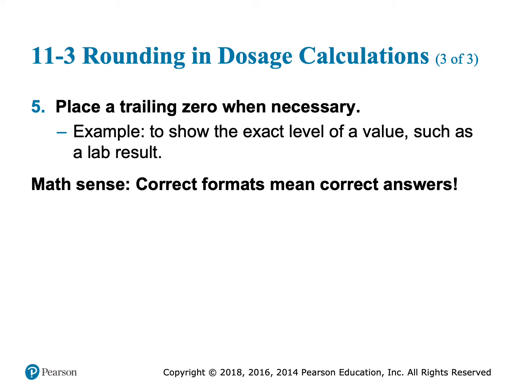And lastly, the trailing 0. The trailing 0 is used to show the exact level of each value, such as a lab result, the size of a lesion, or a catheter size. So use a trailing 0 only when necessary, right? We're usually going to take those trailing zeros off at the end. The Joint Commission notes that the trailing 0 should not be used. This is for safety and to avoid us misreading amounts.